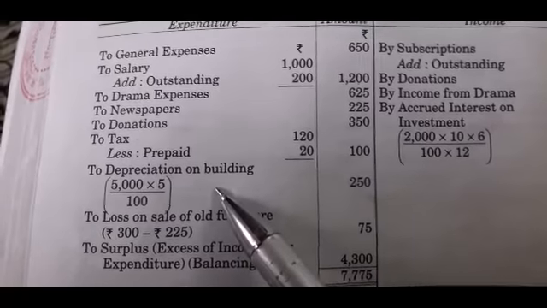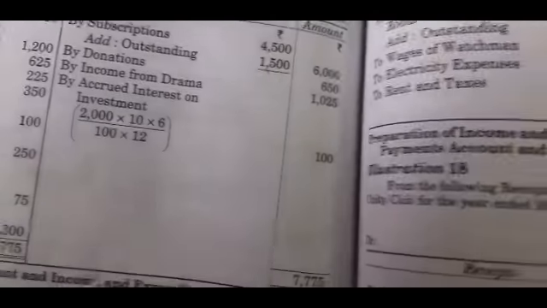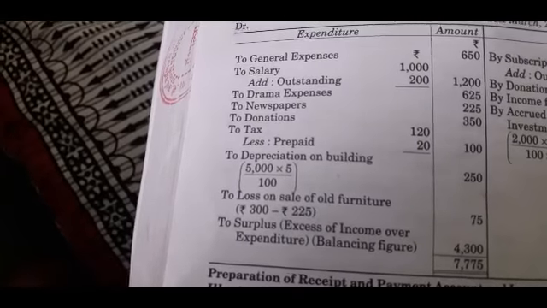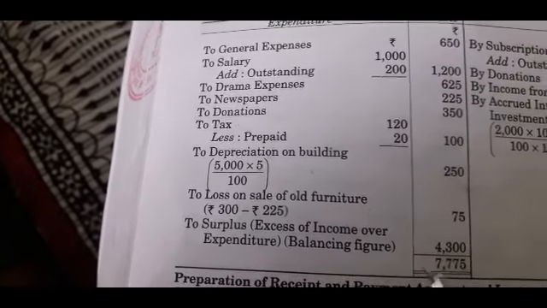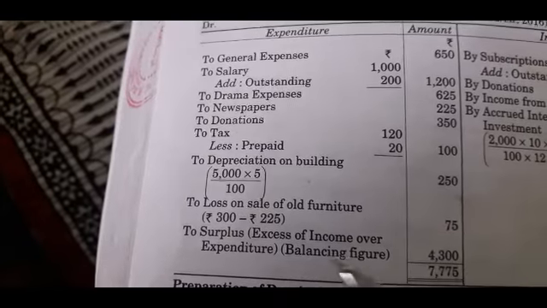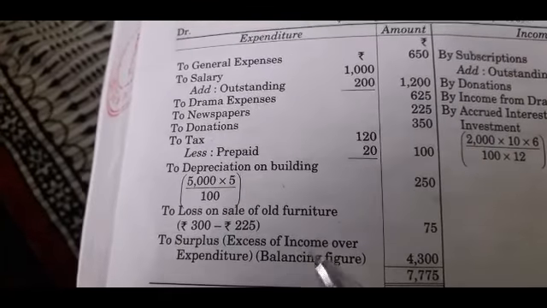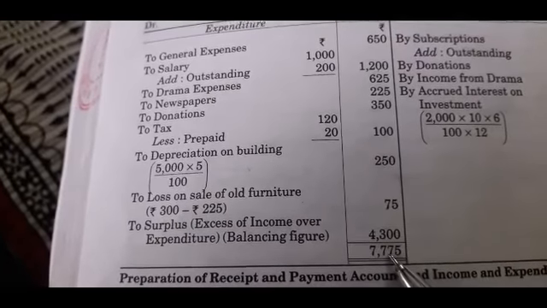So to depreciation on building, 250 rupees. The total of the income side is 7,775, whereas the expenditure side is short by 4,300. This difference will be known as surplus. To surplus, being excess of income over expenditure, this is the balancing figure.